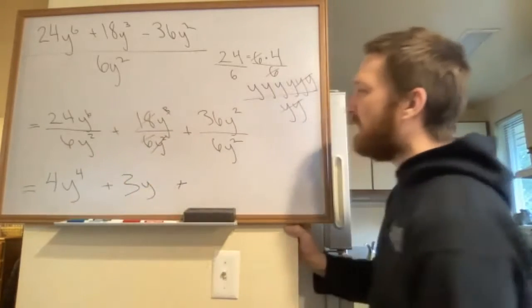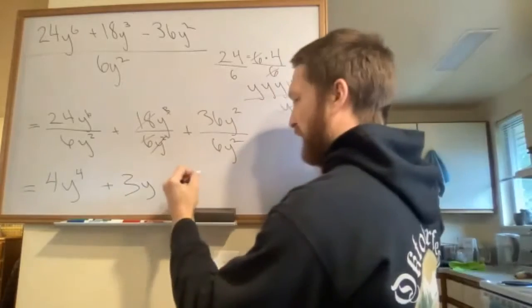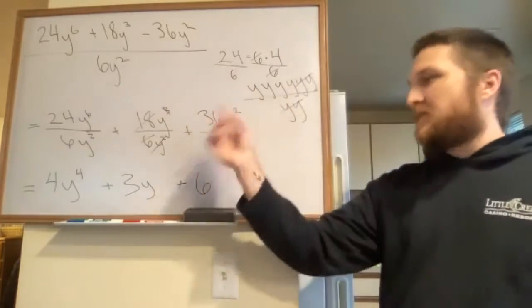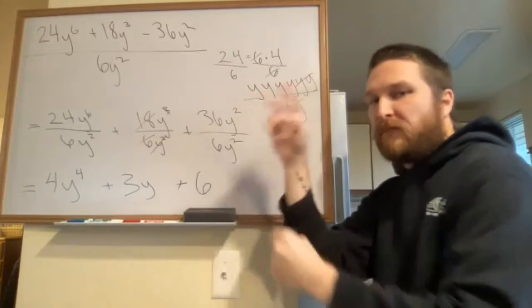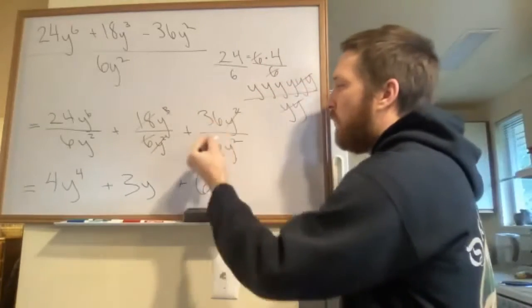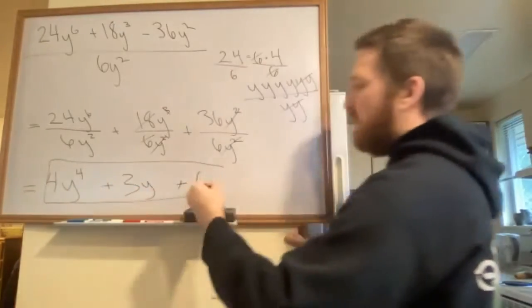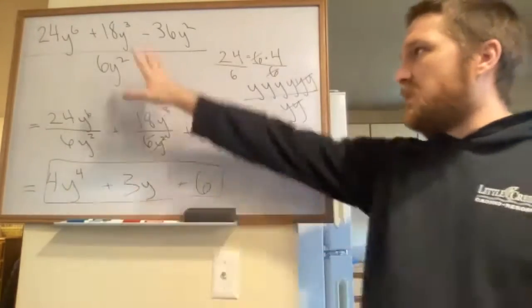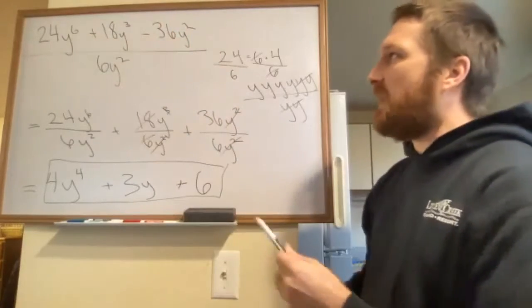Now, finally, what do we have here? 6. Just plain old 6, because 36 is 6 times 6, divided by a 6. Two of them are gone, leaving 1 in the top. 2 y's in the top, 2 y's in the bottom. The y's are gone, and that's what we have. So that's all that is. We're not doing anything fancy there.